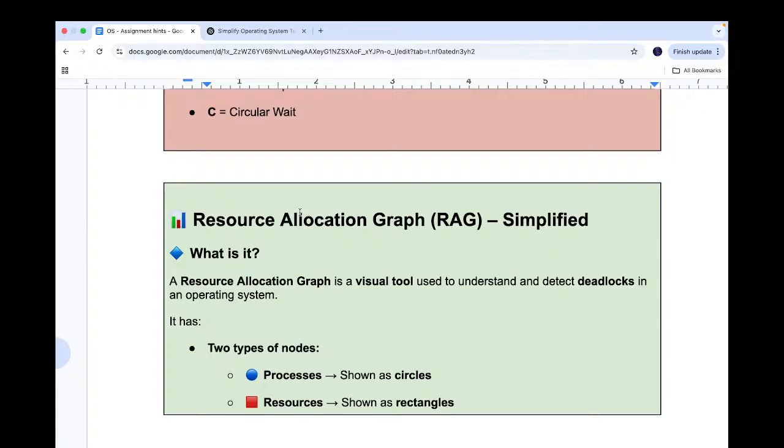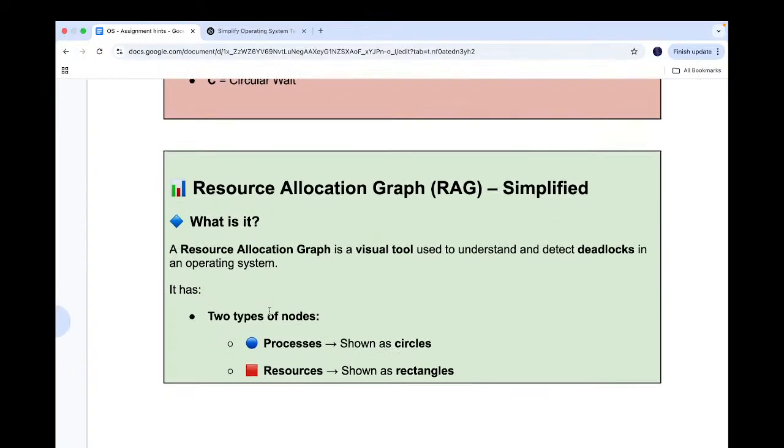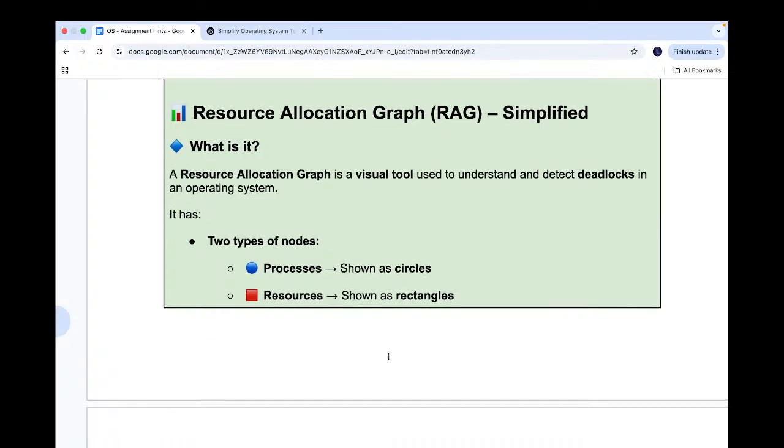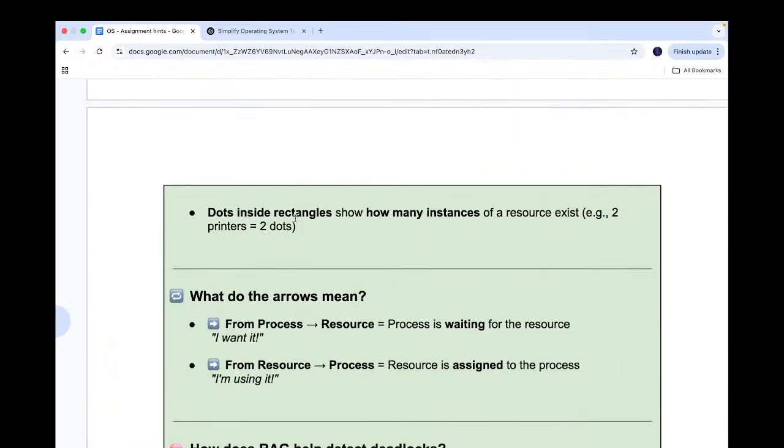Resource allocation graph, RAG. A resource allocation graph is a visual tool used to understand and detect deadlock in an operating system. Two types of nodes: processes shown as circles, resources shown as rectangles. Dots inside a rectangle show how many instances of a resource exist.